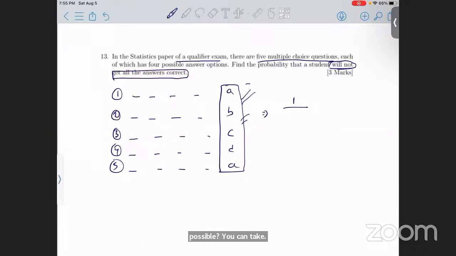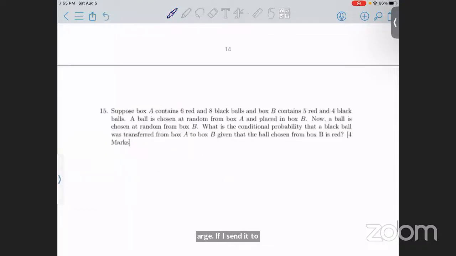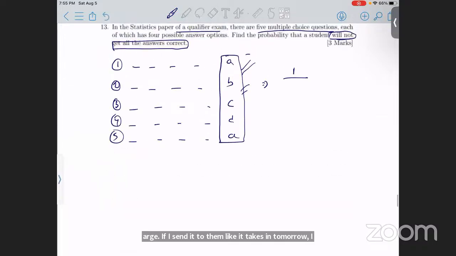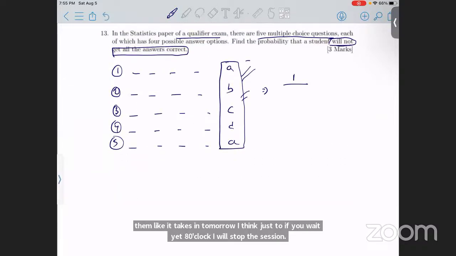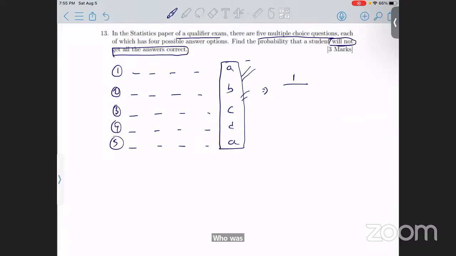Sir, can you please provide this PDF after class? Yes, I will provide it. I will upload it to the drive and give you a drive link. In the chat box, I will give it. It takes until tomorrow, I think, for them to upload in the supplementary section. If you wait till the end of the class, I will give you the drive link.